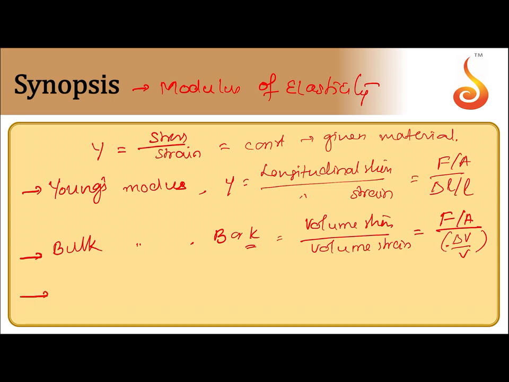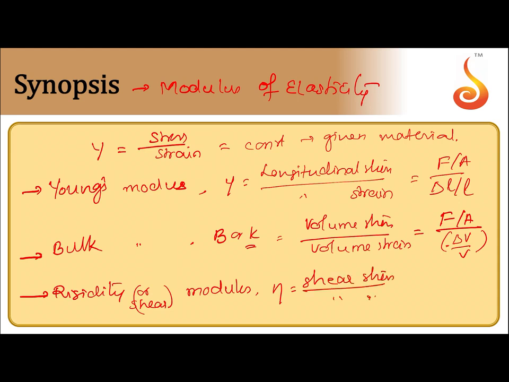Third is what is called the rigidity modulus or shear modulus, according to which this is shear stress divided by shear strain, that is F tangential divided by A divided by phi. So, these are the three types of moduli of elasticity.